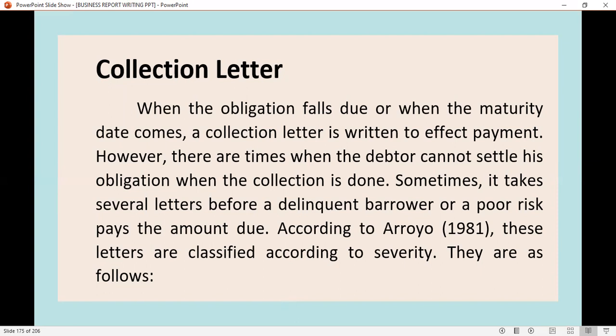So, you will not receive it physically but electronically. If you are not able to settle your account, then you will be sent a letter, which is a collection letter, collecting the payment that you have to pay. Sometimes it takes several letters before a delinquent borrower or a poor risk pays the amount due.